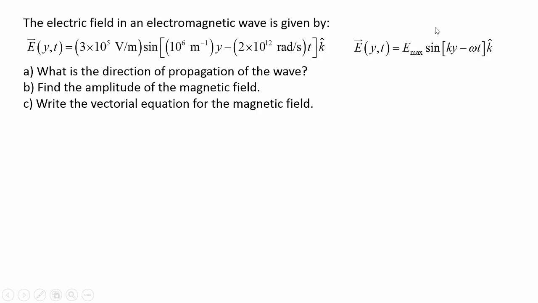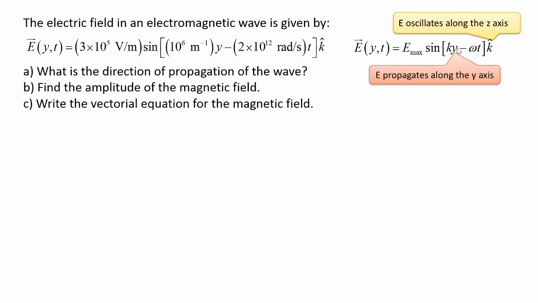I have written this equation to match the equation given by the problem. So from this equation you can see that the electric field oscillates along the z-axis because the electric field is written as a function of the unit vector k, which is oriented along the z-axis. Also, by looking at the position that shows up in the parentheses, you see that the position is along the y-axis, which means that the electric field propagates along the y-axis.